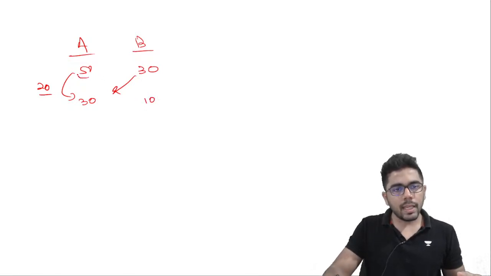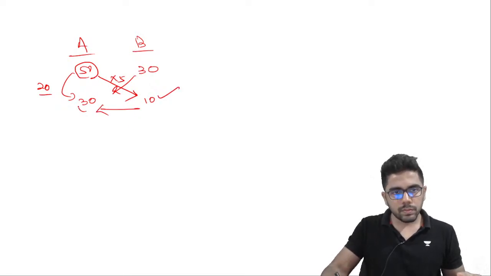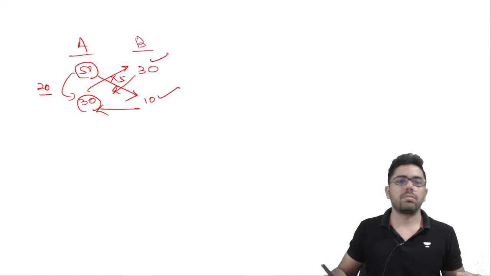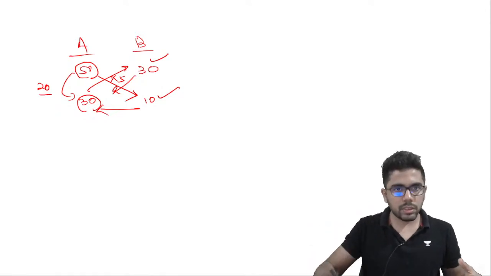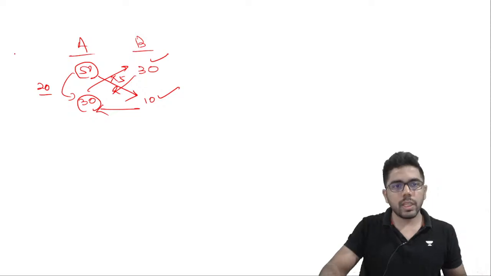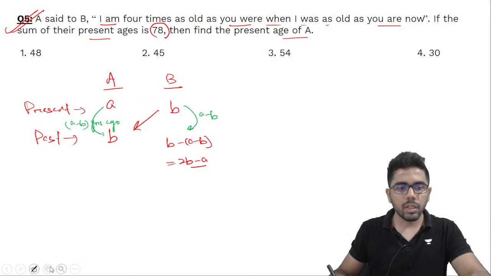Now A will say, I am 5 times as old as you were when I was as old as you are now. This is how the game is happening. My present age is 5 times your past age. Which past? When I was as old as you are now. So in this example it is 5 times, we have to solve for 4 times.